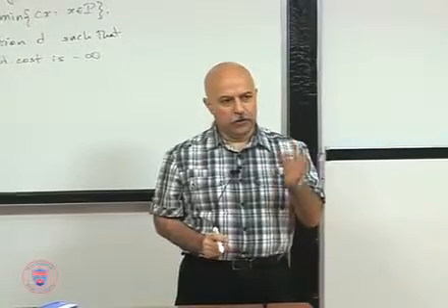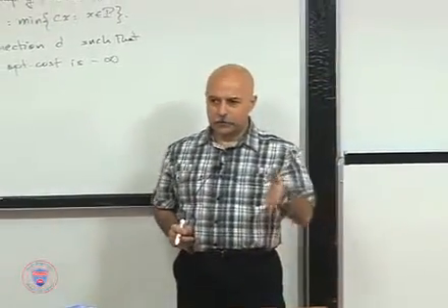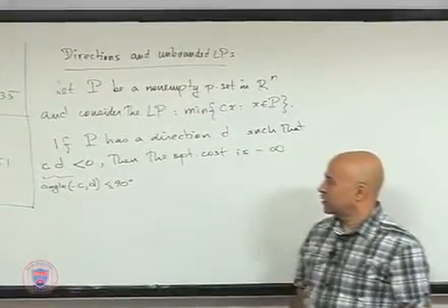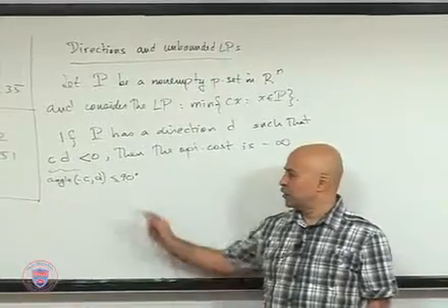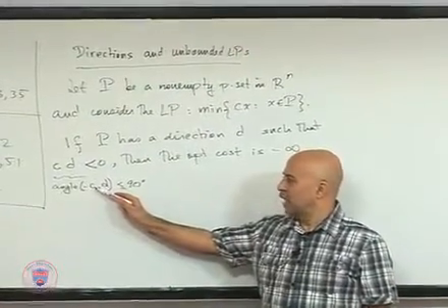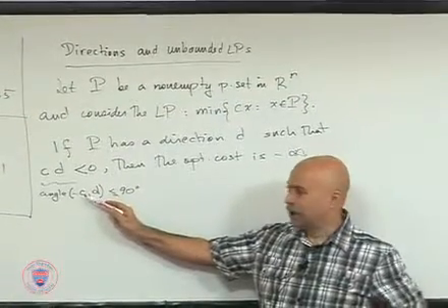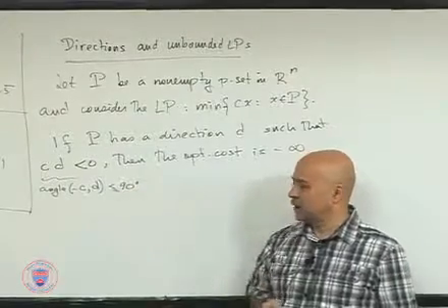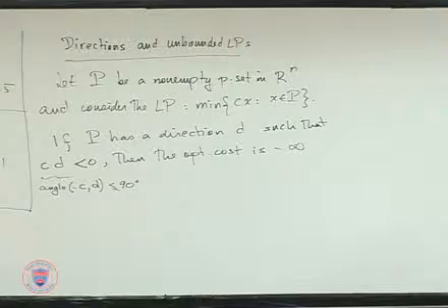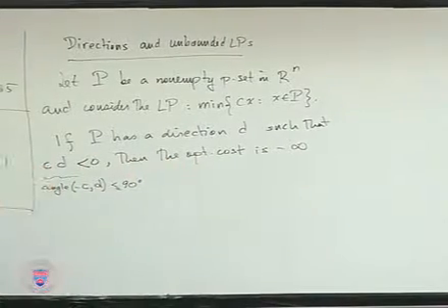Or if you move along the direction C, you go up and up, further up. If you move along the negative of the cost vector, you get smaller and smaller. So whenever you have a direction D whose angle to the negative cost vector is less than 90 degrees, you can get smaller and smaller indefinitely with no bound. Why is that true? That's pretty obvious, actually.